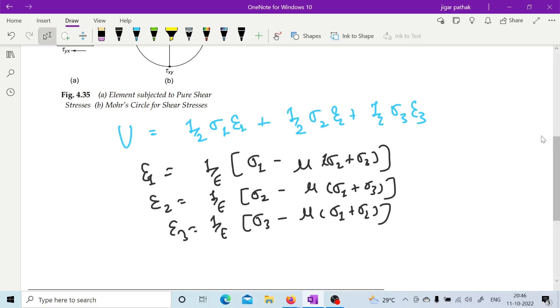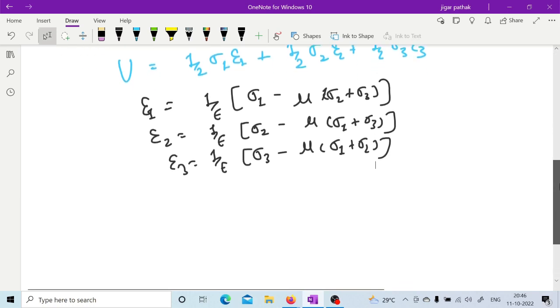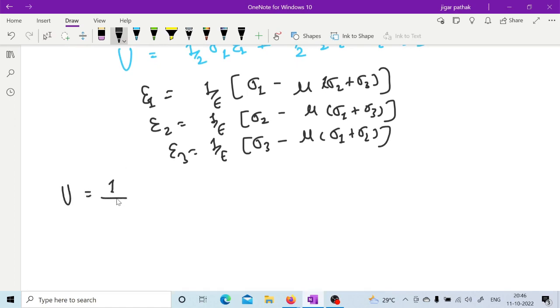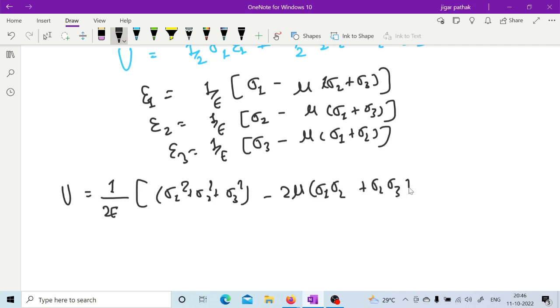Now if you put all these values in the above equation, your strain energy will be something like 1 upon 2E times sigma 1 squared plus sigma 2 squared plus sigma 3 squared, minus 2 mu times sigma 1 sigma 2 plus sigma 2 sigma 3 plus sigma 3 sigma 1. Like this you will get it.